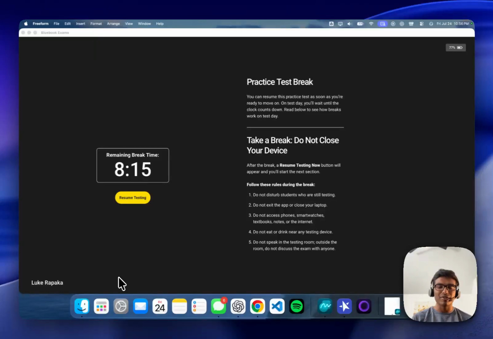Today we're going to be going over a practice test for the digital SAT. I have this one pulled up on Bluebook right now, and without further ado, let's go ahead and begin the math section.